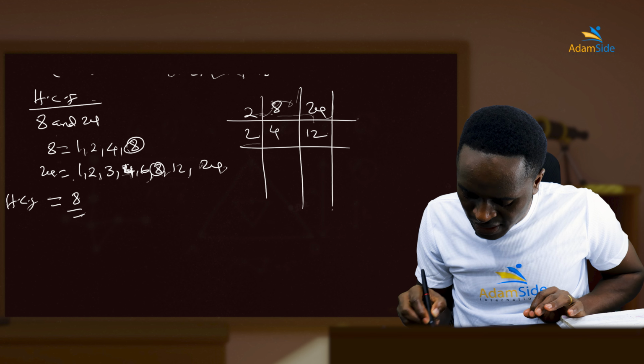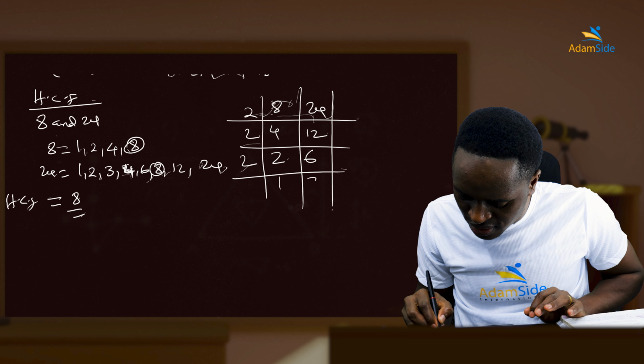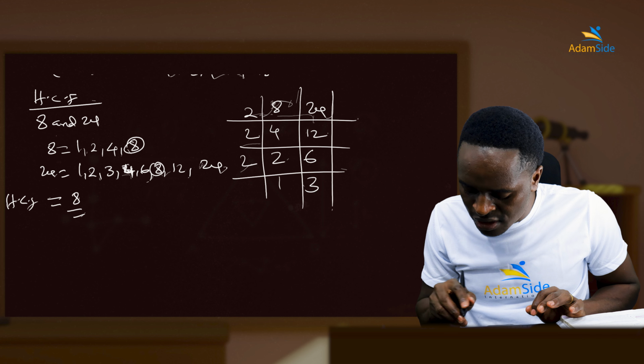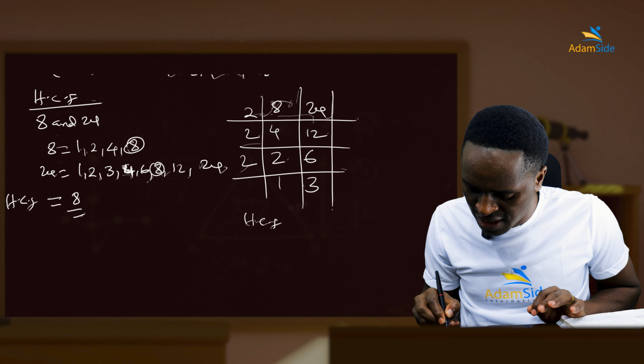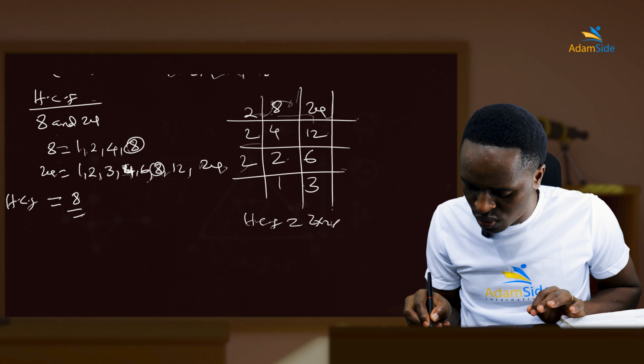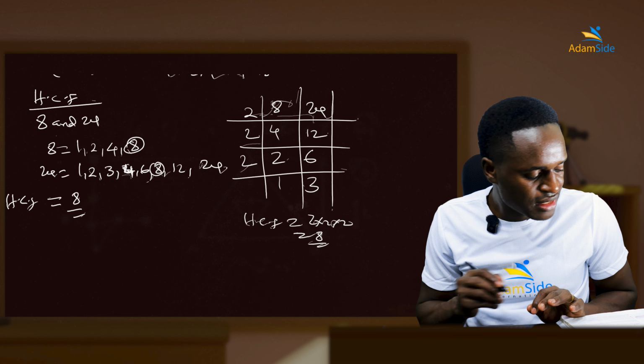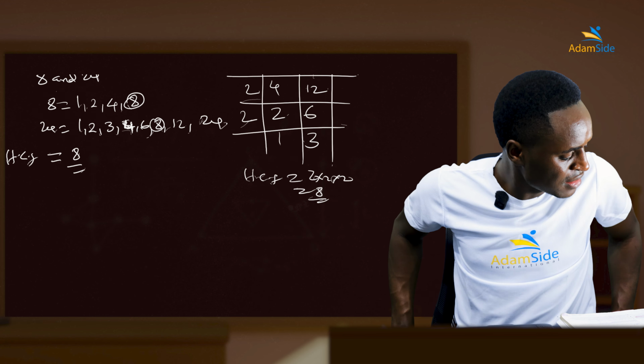And then divide by 2 again. Say 4 divided by 2, what do you get? You get 2. And 12 divided by 2 gives 6. Divide by 2 again, 1 and 3. So you cannot divide further. There is nothing that is common here. Then you say the highest common factor is 2 times 2 times 2, and you get your answer, 8. As simple as it is.